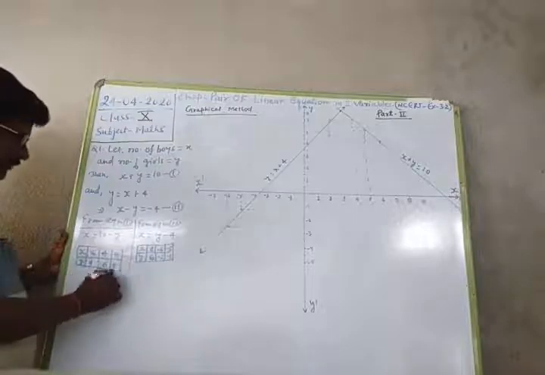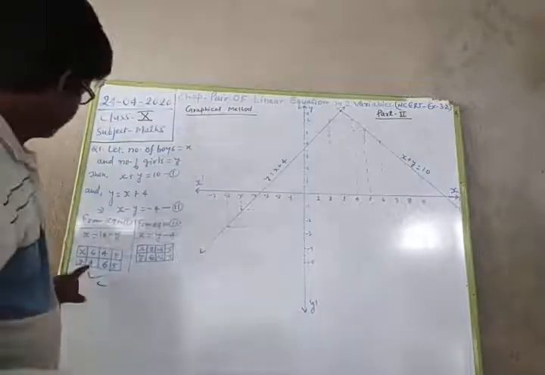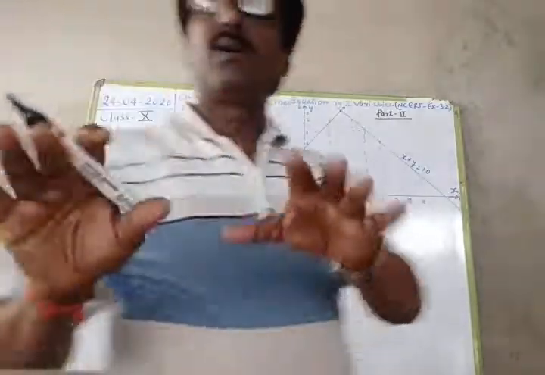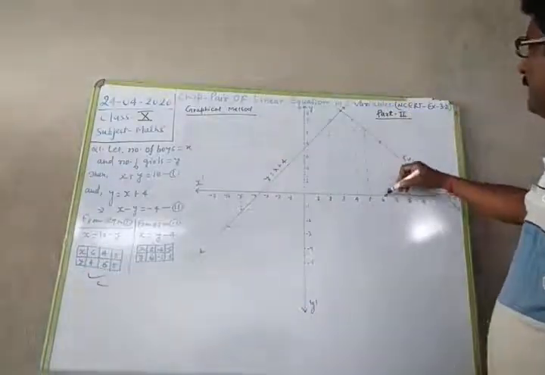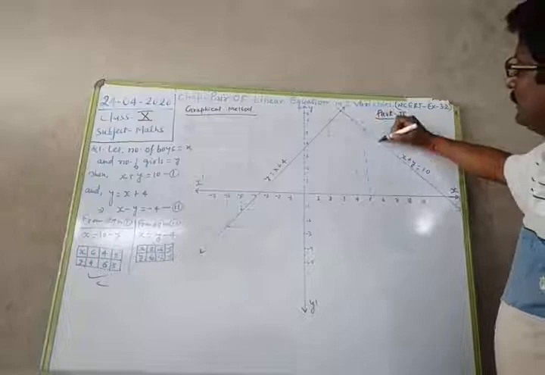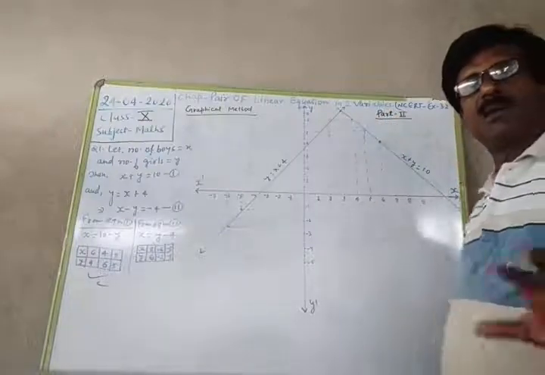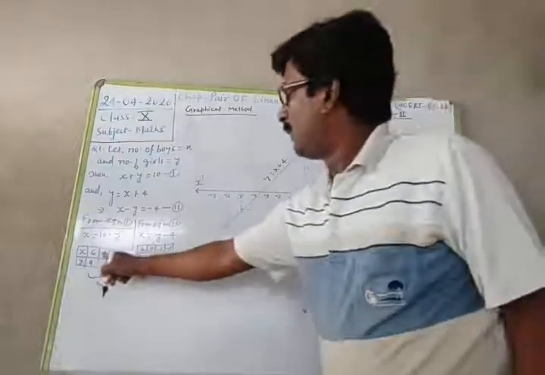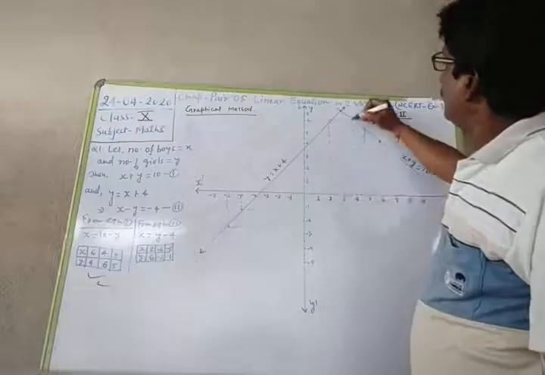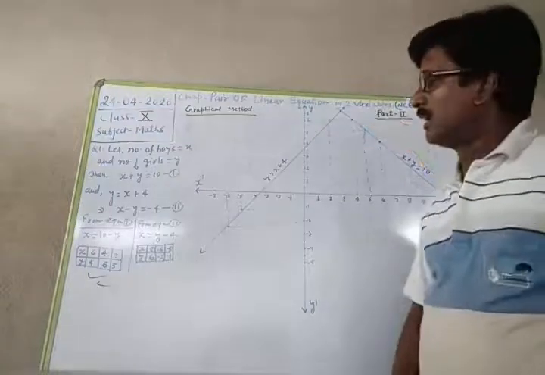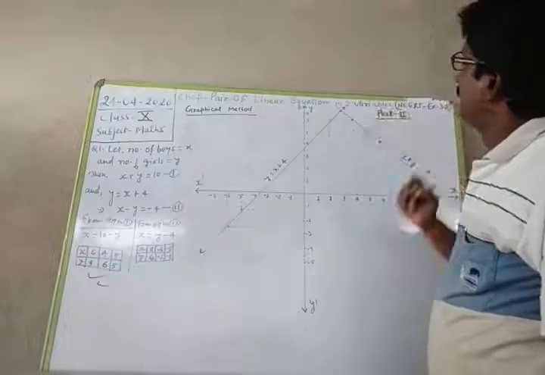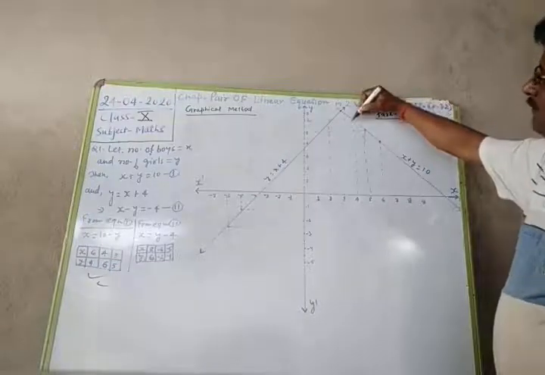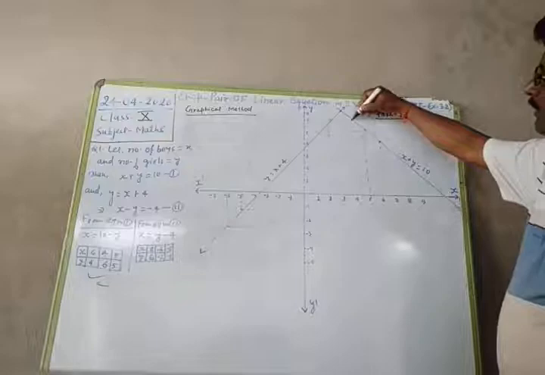So from the first equation, first see, I have plotted the coordinates. See, the first coordinate is (6, 4), so I have plotted 6 and 4. Then (4, 6), this is the (4, 6). And next is (5, 5), and this is the (5, 5). So in this plane, 3 points are obtained.